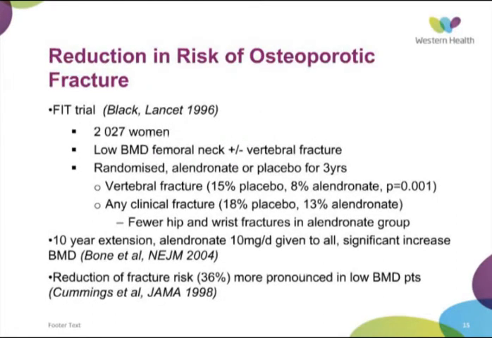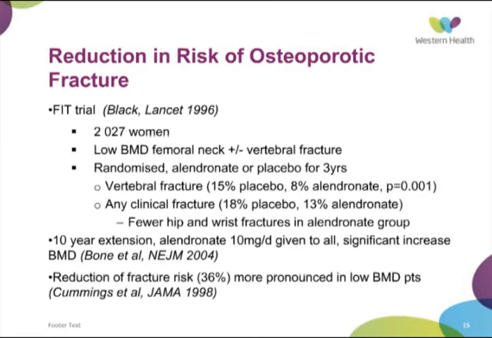All right, so now moving on to the orthopaedic implications of fracture and reducing the risk of osteoporotic fracture. So there's an extremely large trial, the FIT trial, which was published in the Lancet, a bit of a landmark study, I guess, 2,000 women in the US. They all had low bone mineral density at the femoral neck and either had a vertebral fracture or they didn't. They were then randomised again to alendronate or placebo for 3 years. And what they found was vertebral fracture was reduced by about 50% in the alendronate group, which was quite significant. And then even any clinical fracture also was reduced about 30-odd%. And there were fewer hip and wrist fractures in alendronate.